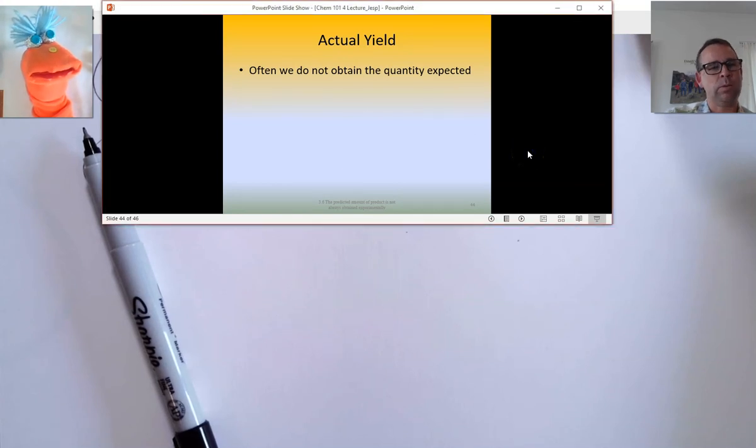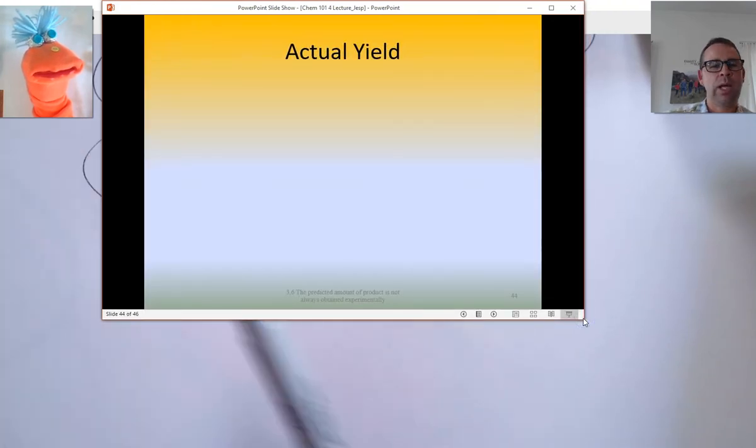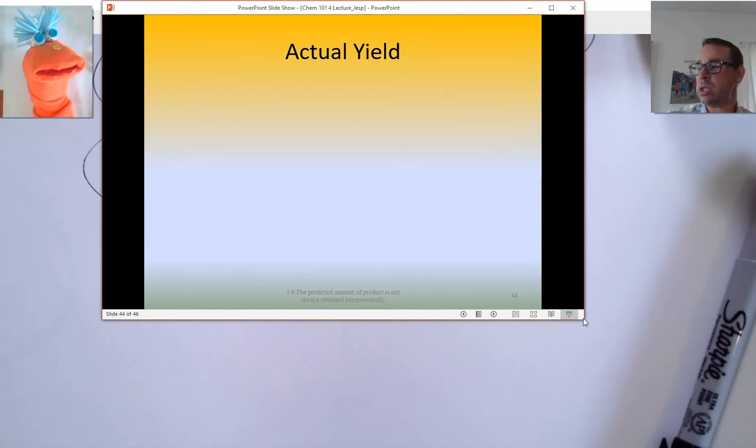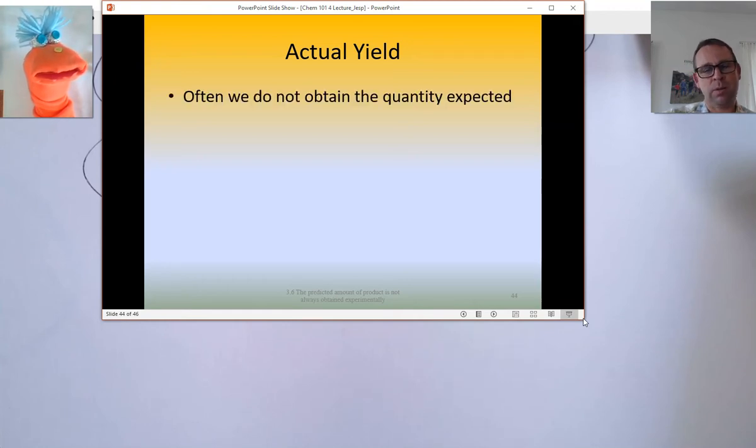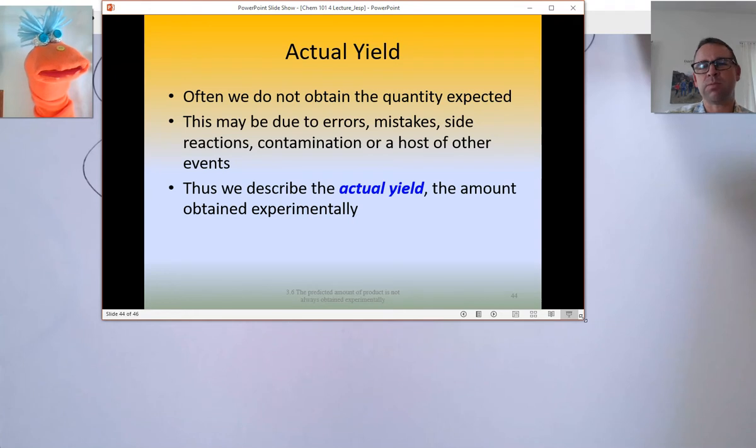All right, so there is a term in chemistry called actual yield, and there's a term called percentage yield. We already introduced the term theoretical yield. Theoretical yield is how much product you're supposed to get, while actual yield is how much you actually get, right? Now, what do you think? Any ideas? Why might your actual yield differ from your theoretical yield?